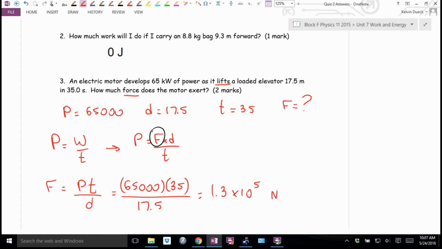So if you got that, 2 out of 2. Otherwise, I would probably go something like this. Half mark if I saw that, half mark if I saw that, half mark if I saw that, and then a half mark for the answer. Cool.